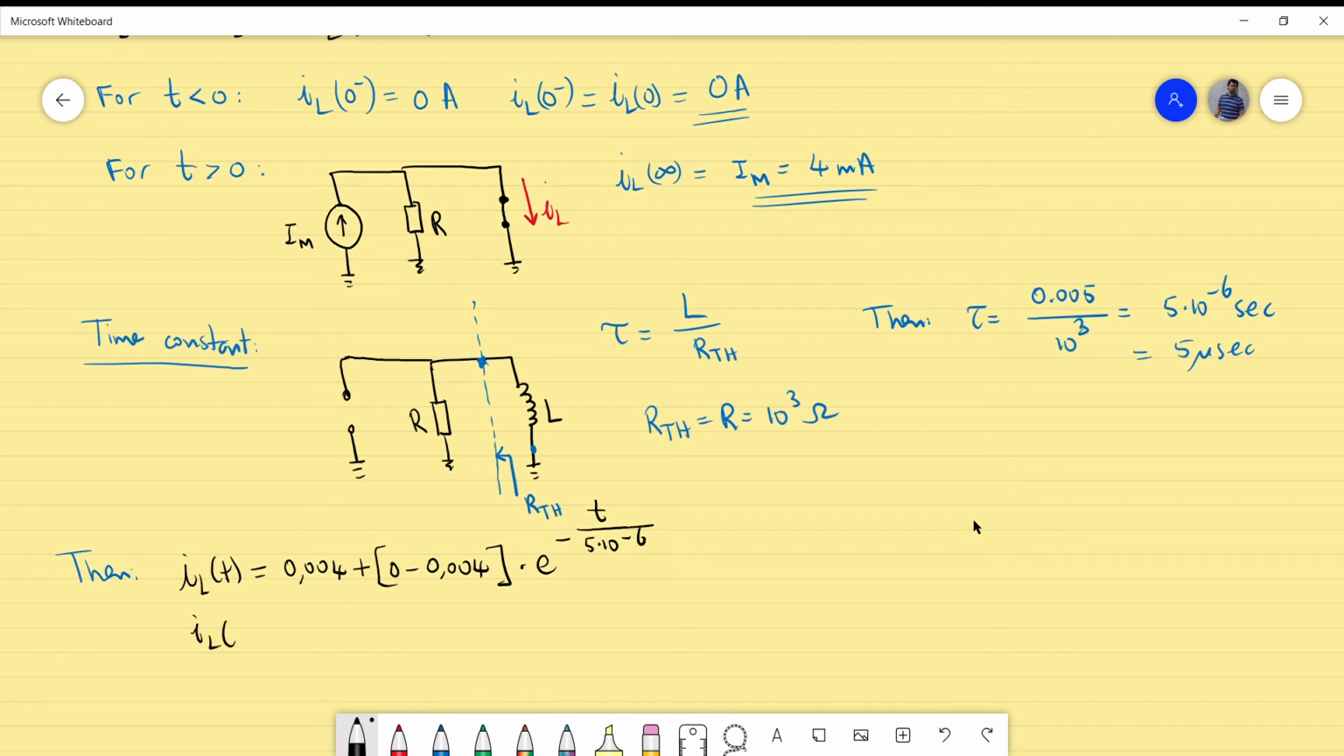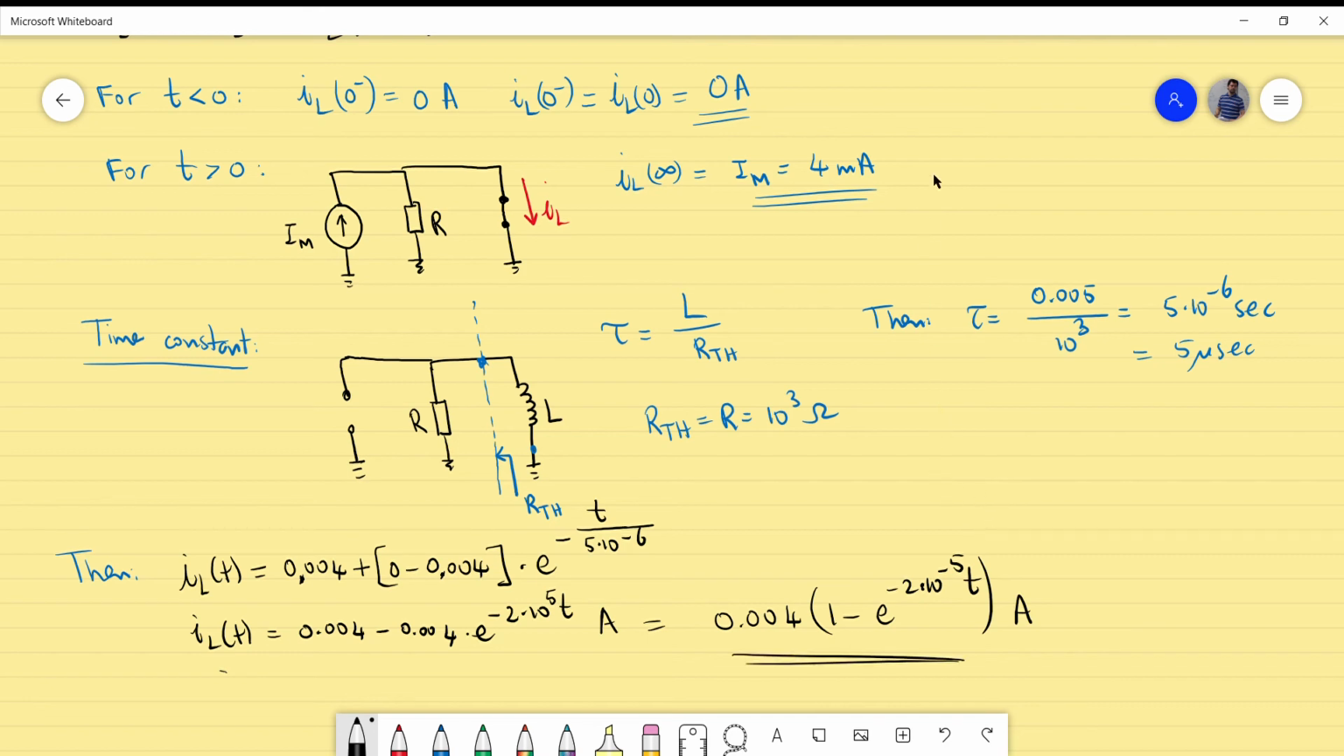And if you simplify this, then you will get 0.004 minus 0.004 times e to the power minus 2 times 10 to the power 5 t, and that is actually in amperes. Okay, now that is actually the calculation for part A, so that is done, and you can always simplify this in a further step, but that is actually not really necessary. If you want to, you can do it. So this is the final formula.